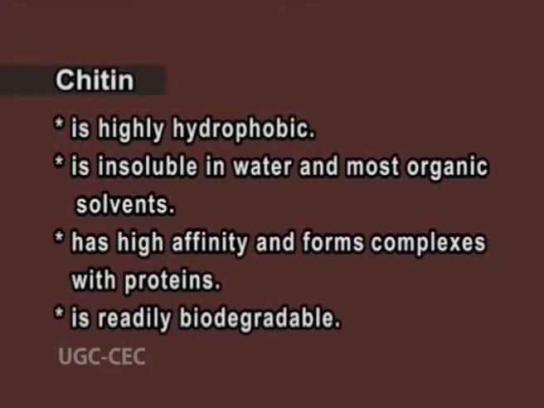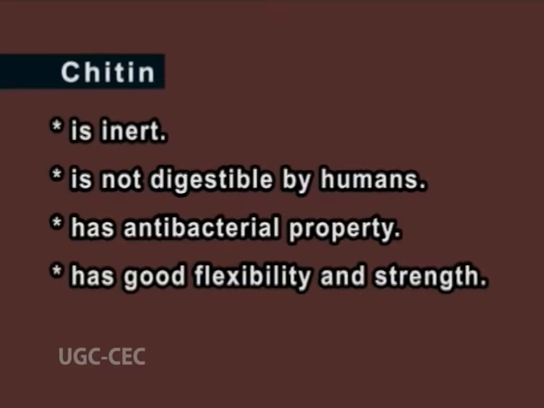Some salient properties of chitin may be highlighted as follows. Chitin is highly hydrophobic, generally insoluble in water and most organic solvents. It has high affinity for proteins and forms complexes with them. It is readily biodegradable, is usually inert, and chitin is not digestible by humans. It has antibacterial property, has good flexibility and strength.